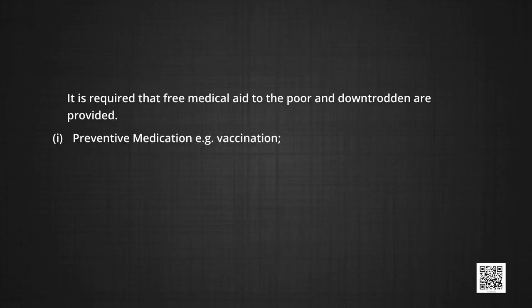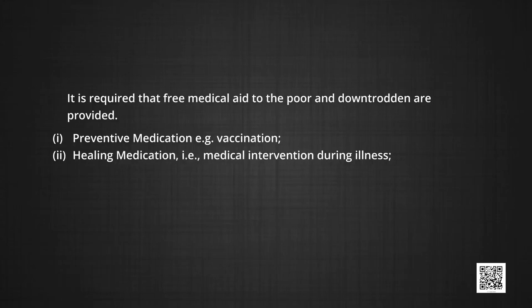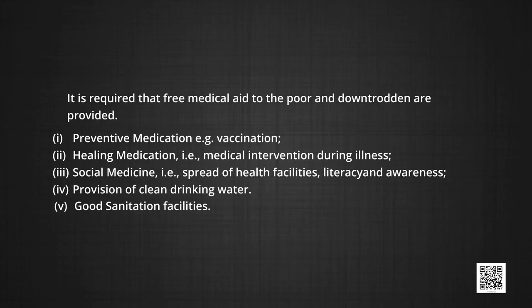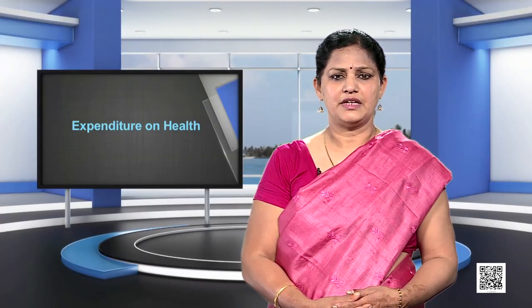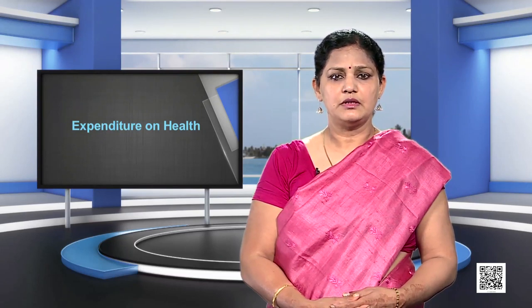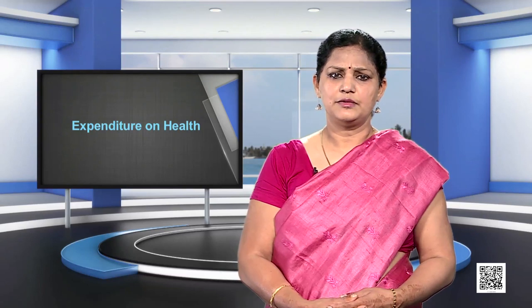Now, how can we do that? Preventive medication, that is vaccination; healing medication, that is medical intervention during illness; social medicine, that is spread of health literacy and awareness; provision of clean drinking water and good sanitation facilities. The general health standard in India is very low. This is reflected in the high incidence of morbidity in the country. This is related to the poverty of people who do not get even a square meal a day. Hospitals are located at a far place and medical care is unattainable to them.